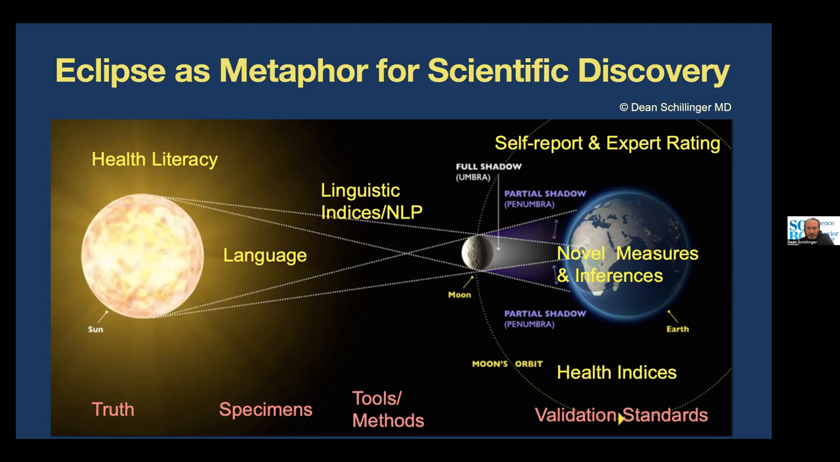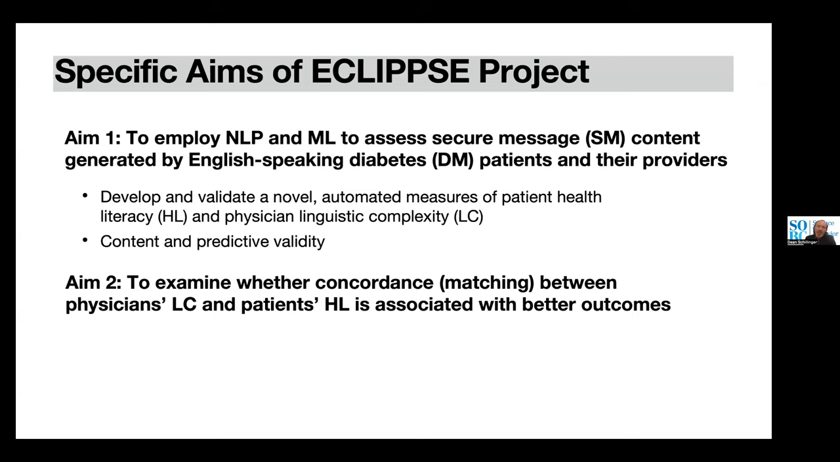I could understand my physician perfectly well, not so well, with great difficulty, et cetera. And this is the overview of how we carried out the Eclipse Project. Our first aim was to employ natural language processing to assess secure message content generated by English-speaking patients with diabetes and their clinicians in an attempt to develop and validate novel automated measures of patients' health literacy and physicians' linguistic complexity, and to measure the content and predictive validity of those measures against patients' self-report of doctors' communication and patients' health outcomes and utilization of care.